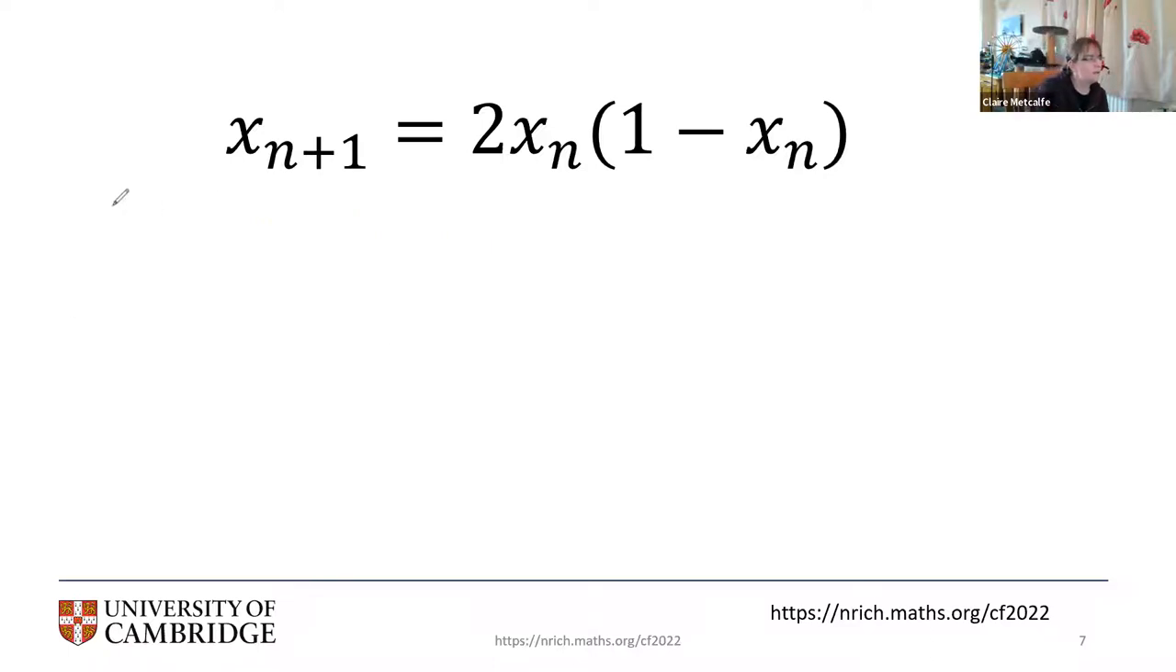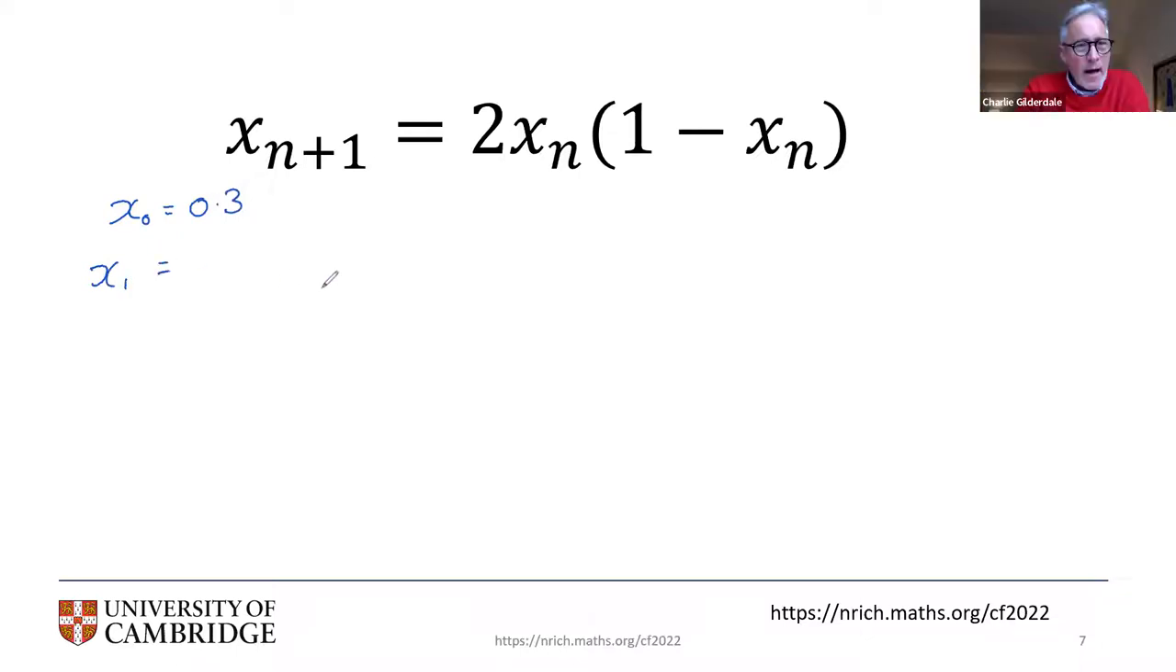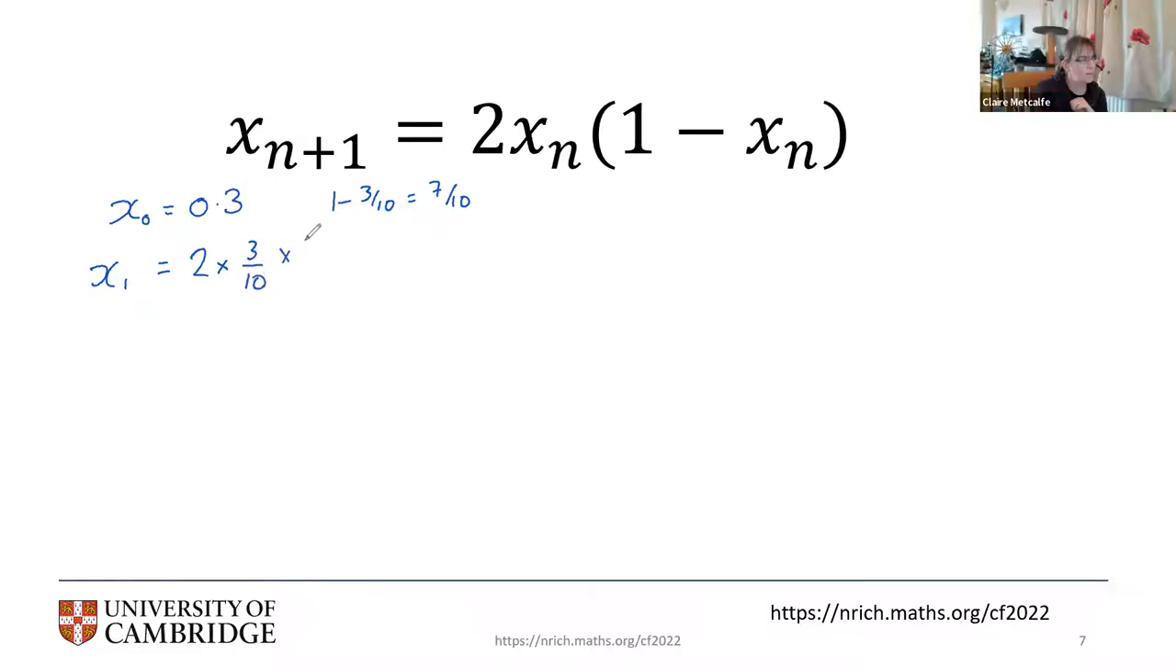Let's take another example. So if x naught equals 0.3. Okay, Charlie, can you work out what x1 would be? Okay, so I'm going to work in fractions here. xn is 3/10. So 1 minus xn is going to be 7/10. Yep. And I've got to multiply this by 2. So I'm going to get 6 times 7, 42 70ths. Wait a minute. No. 42 hundredths. So I'm going to get 0.42. Okay, brilliant, 0.42. Okay, I won't ask you to do any more of those.